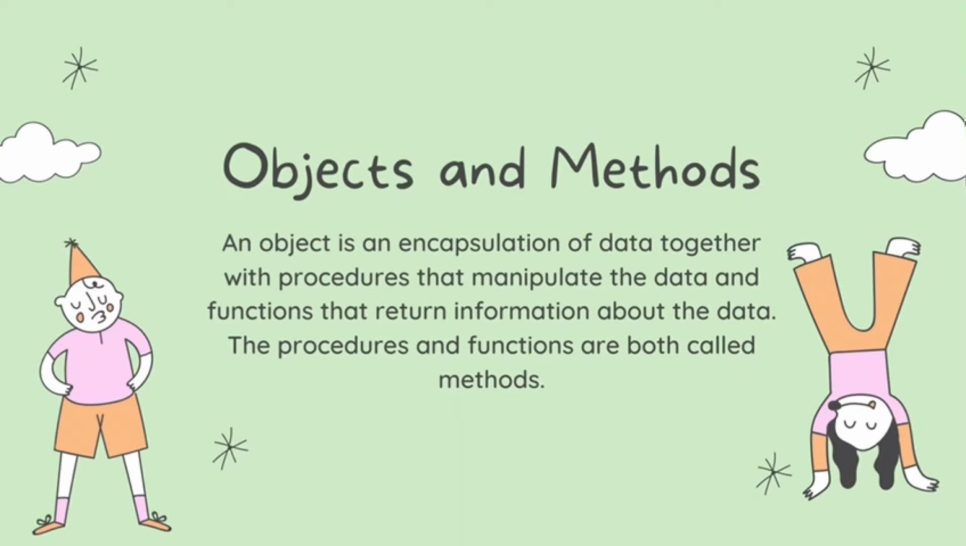Objects and methods. An object is an encapsulation of data together with procedures that manipulate the data and functions that return information about the data. The procedures and functions are both called methods.